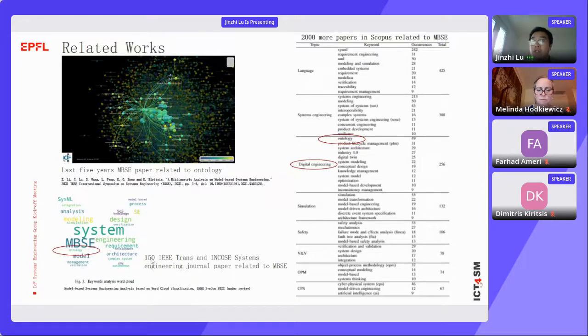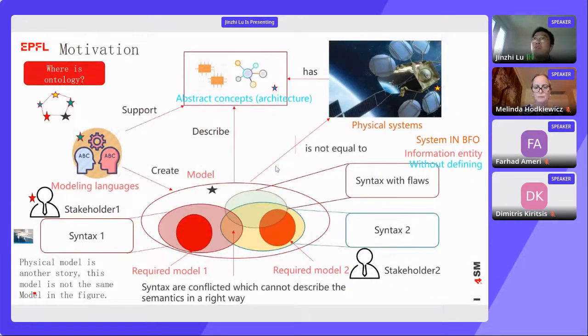In the INCOSE Systems Engineering journals, we can find that ontology also takes a very important role in model-based systems engineering related papers. Also, among 2,000 papers, we find ontology ranked as the top 1 topic in the digital engineering session. So that means ontology for the last 5 years has been very important in digital engineering and model-based systems engineering.